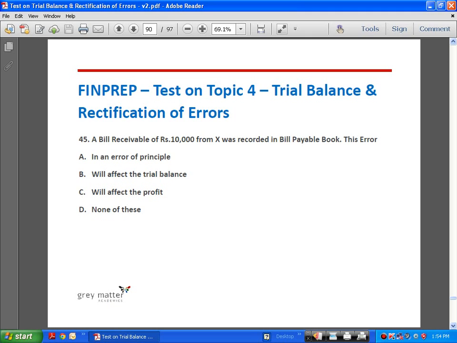A bills receivable of rupees 10,000 from X was recorded in bills payable book. This error is A, an error of principle? No, it's an error of commission. It will affect the trial balance? No, it will not affect the trial balance because the error is in the source. It will affect the profit? No. D is the option. None of the above.